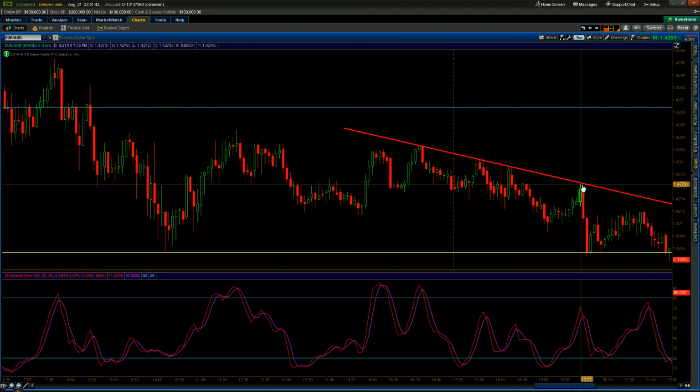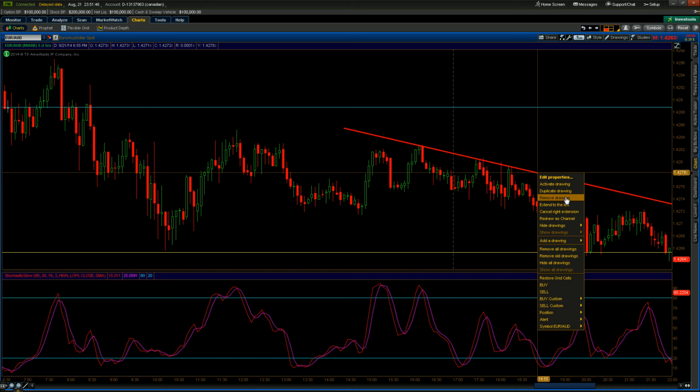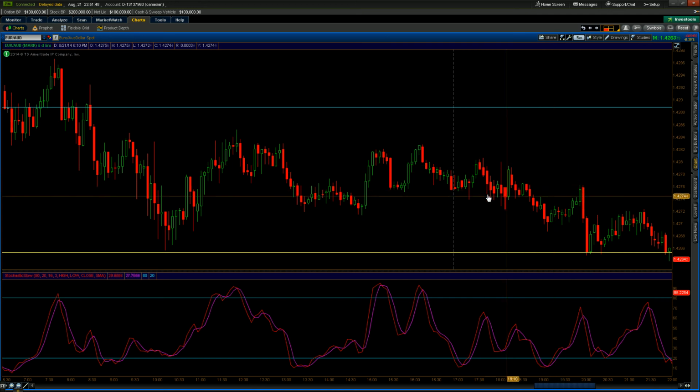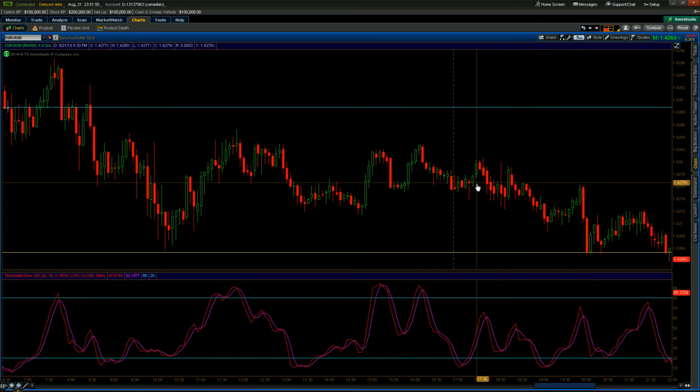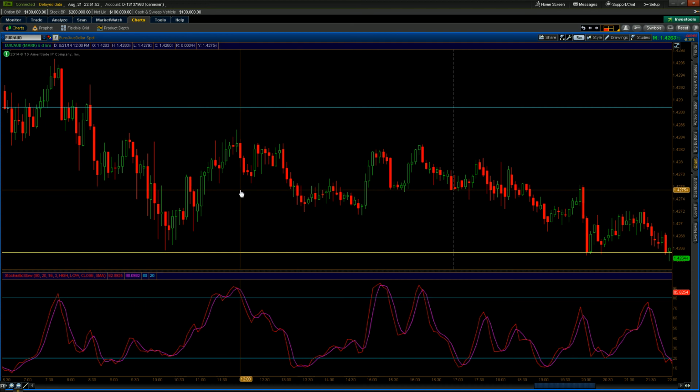So see here again, it touched it, went down. You could do that. Now I'm not going to get into that right now, but yes, you can definitely do that. However, for now, let's stick to the horizontal support and resistance. So I'll get my price level back.